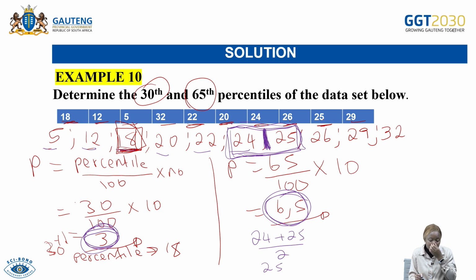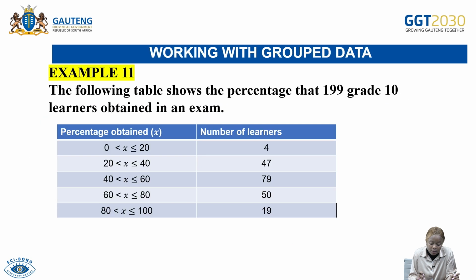So it means 65% of my data set lies just before 24.5, because it's in between 24 and 25. Okay, let's move on. I hope you understand. If you have any questions, please don't be afraid to post your questions.